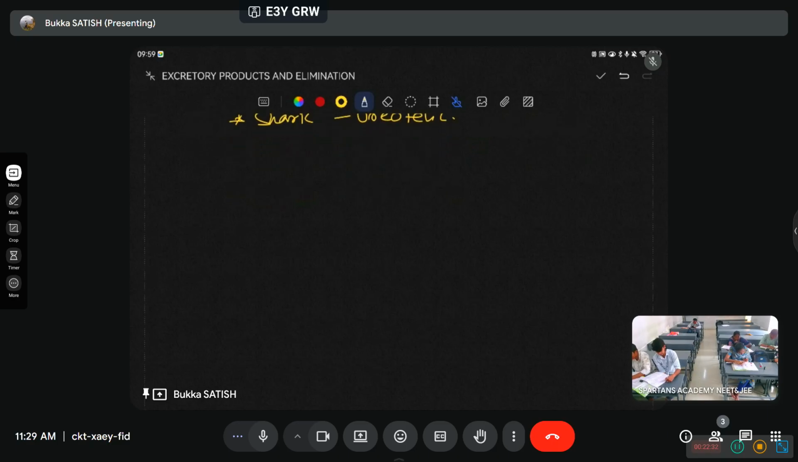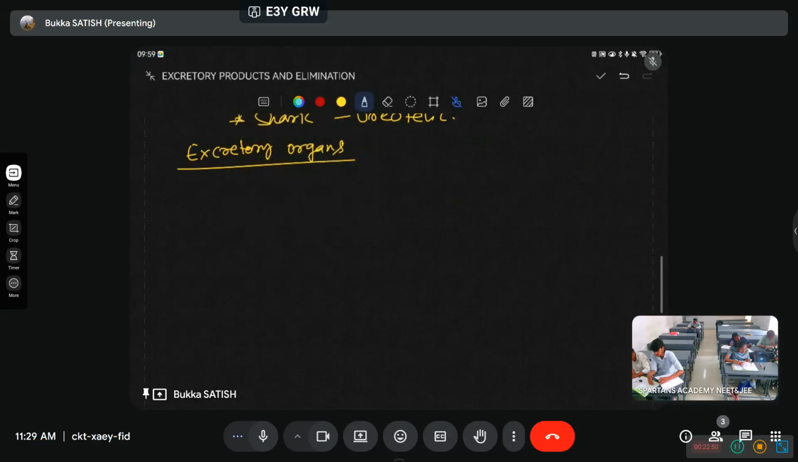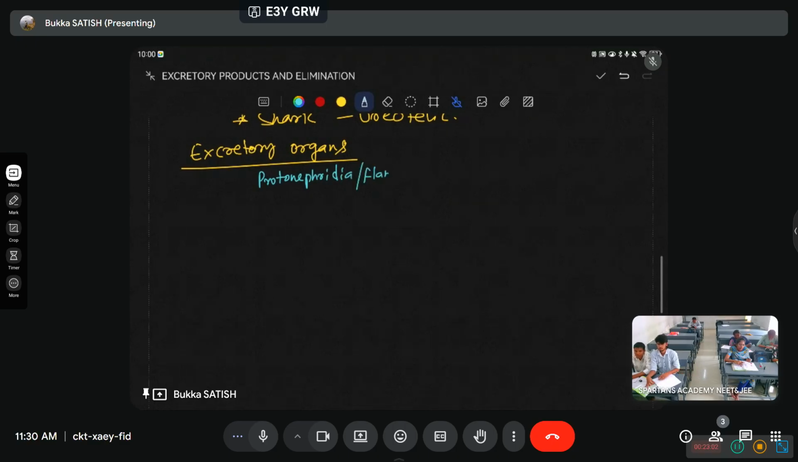The next one, excretory organs. Naturally, we are studying these things. So flame cells.